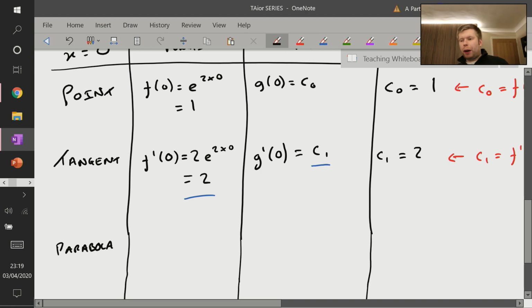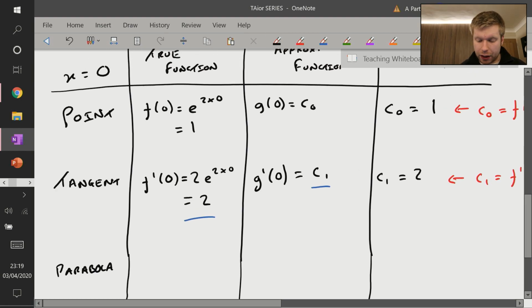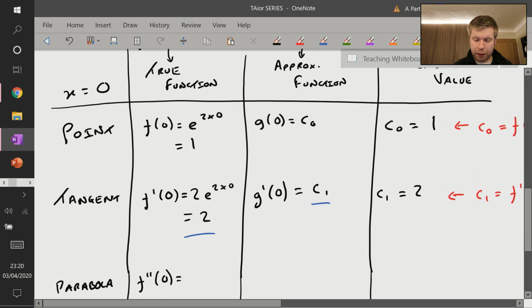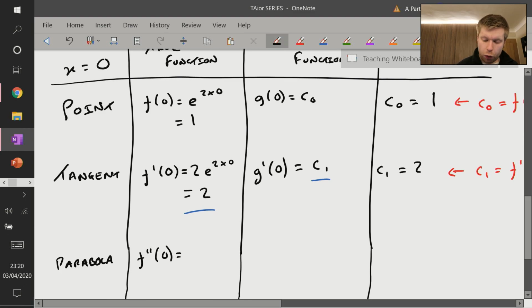What do I mean by parabola? I just simply mean the second derivative, right? So in other words, if I differentiate my function twice and stick in x equals 0, what do I get? Well, remember I start with e to the power of 2x, I differentiate it once and I get the first derivative, f dash of x, is just 2 e to the power of 2x. That's what I worked out before.